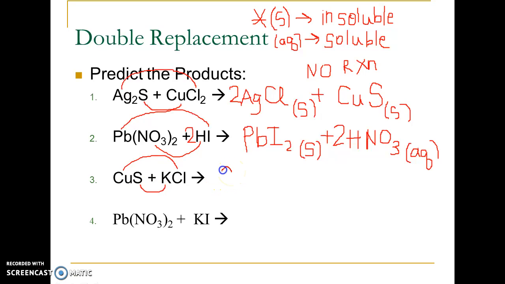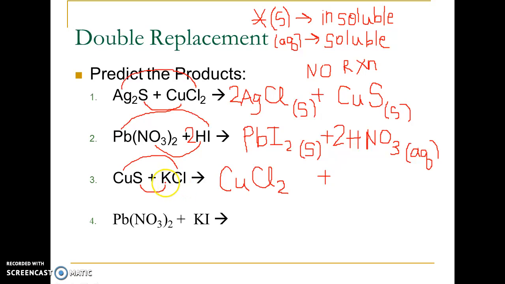Now, why does that matter? It matters because when you're writing your formula for copper and chlorine together, copper has a +2 charge and chlorine has a -1 charge. So you're going to need 2 chlorines to balance out your copper. Leave yourself some space here so that you can write if it's a solid or if it's aqueous.